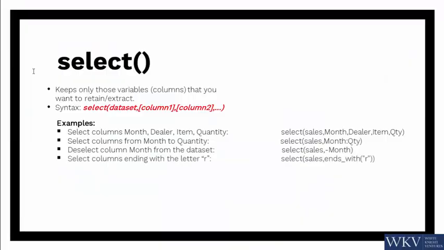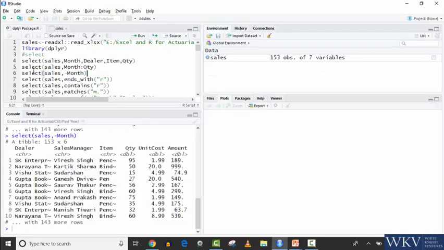Next, select columns ending with the letter R. Sometimes you would be unsure of the full name by which you have saved a particular variable. But you know that that particular variable ends with the letter R. So what you can do is say that, select all the columns which have the variable name ending with R.